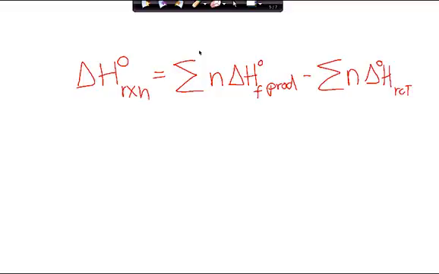Guys, let's talk. You all done writing? Let's talk. What is this? This is the enthalpy change for the reaction. You'll notice that this should be a sub F. Oh golly. Sorry, let me make it red. This should be a sub F.